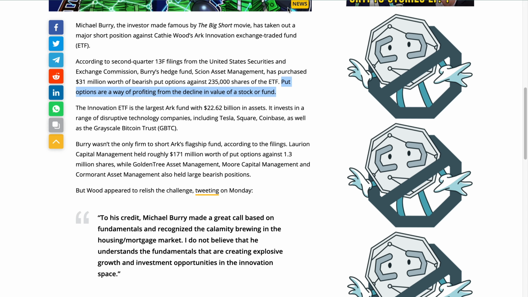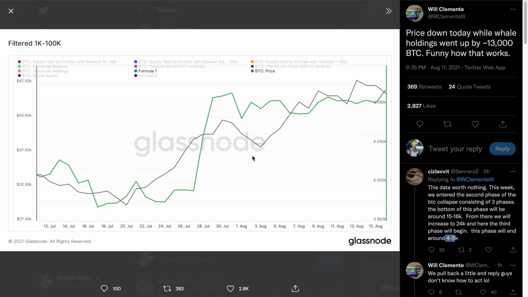Now, on top of this, we also have some bullish news, which is the price is down, but yet $13,000 in Bitcoin holdings have gone up by whale. And then you have bearish individuals commenting, stating that this data actually means nothing. We are in phase cycles, and currently the cycle is going to end with Bitcoin sitting around $4,000 to $5,000.